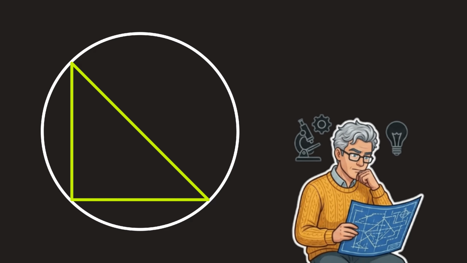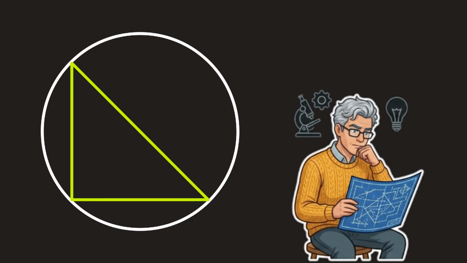If you look closely at the diagram, those green lines are chords of the circle. They don't start from the center. They go from edge to edge. They are definitely not equal to the radius. To solve this, we need to unlock a hidden rule of geometry.